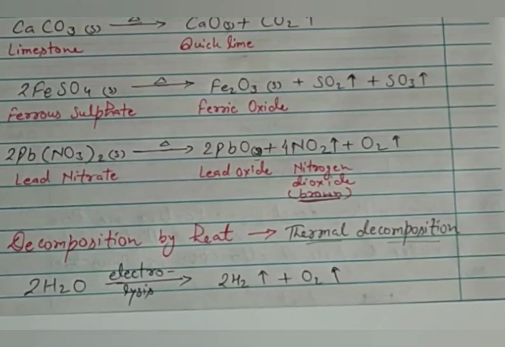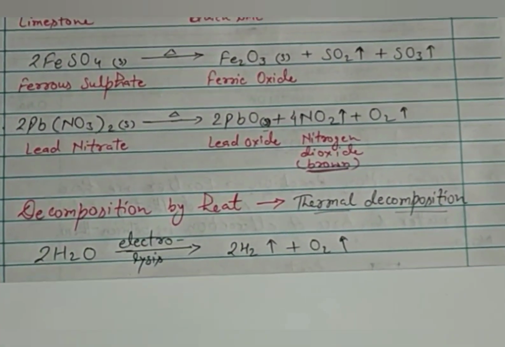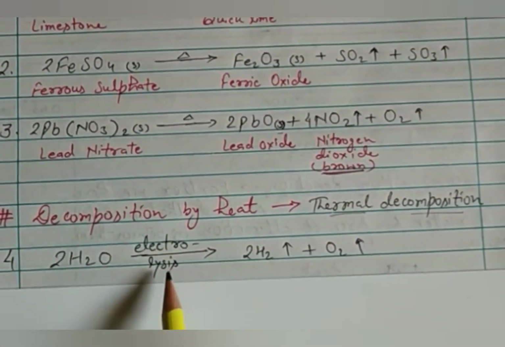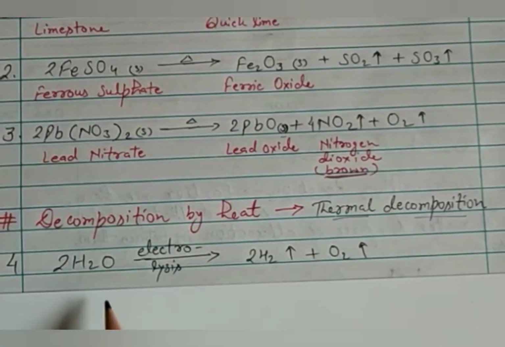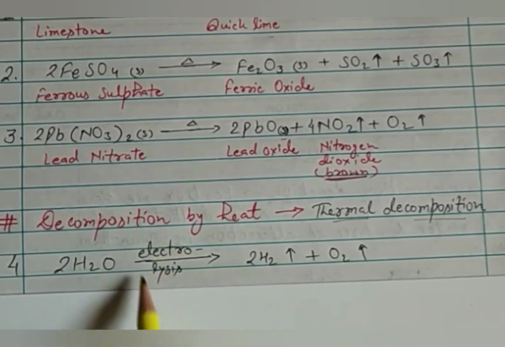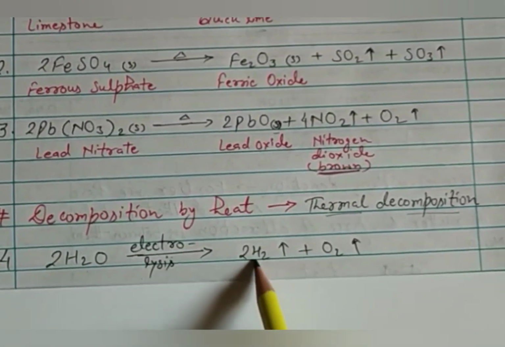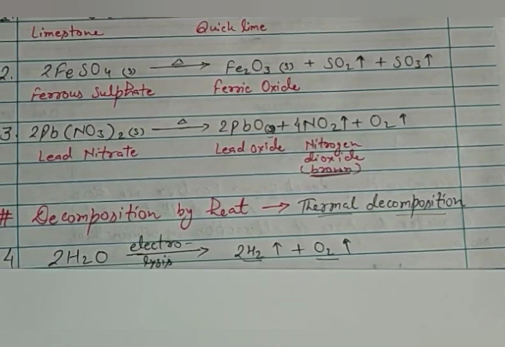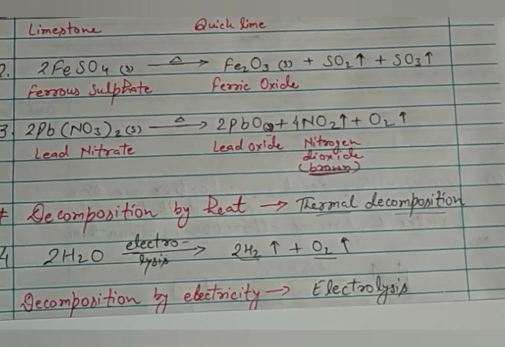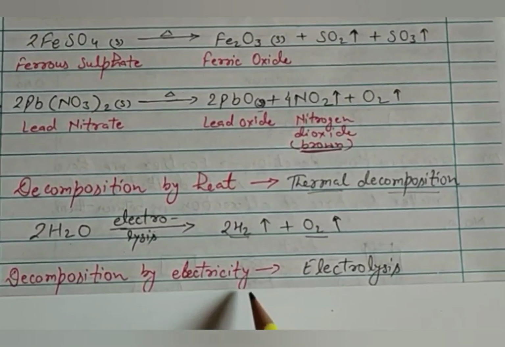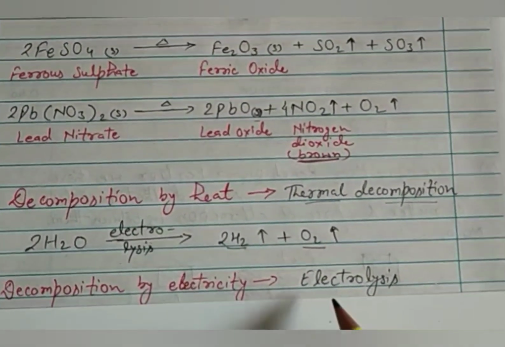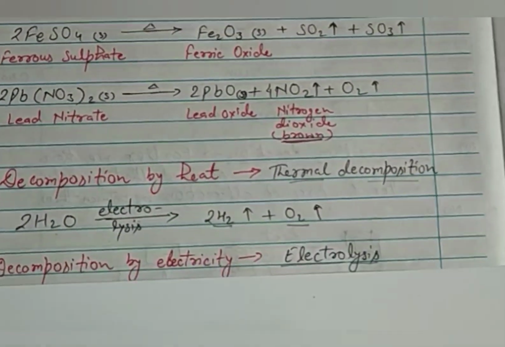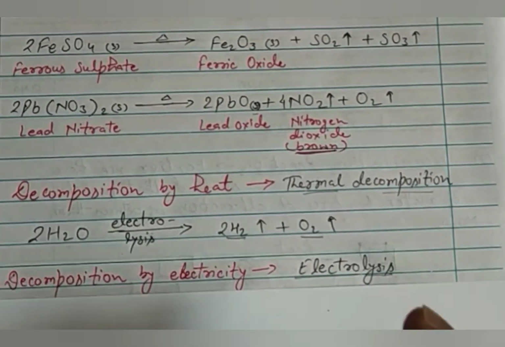Now, I have one more example for you, like this: water, the electrolysis process, or it is also called electrolytic decomposition. When electricity is passed through water, it breaks into hydrogen gas and oxygen gas, its constituents. Okay, so the decomposition reaction which is done by using electricity is called electrolysis. See, what is electrolysis? Electrolysis means electric plus lysis, which means breaking. So it is the breaking of bonds by using electricity.